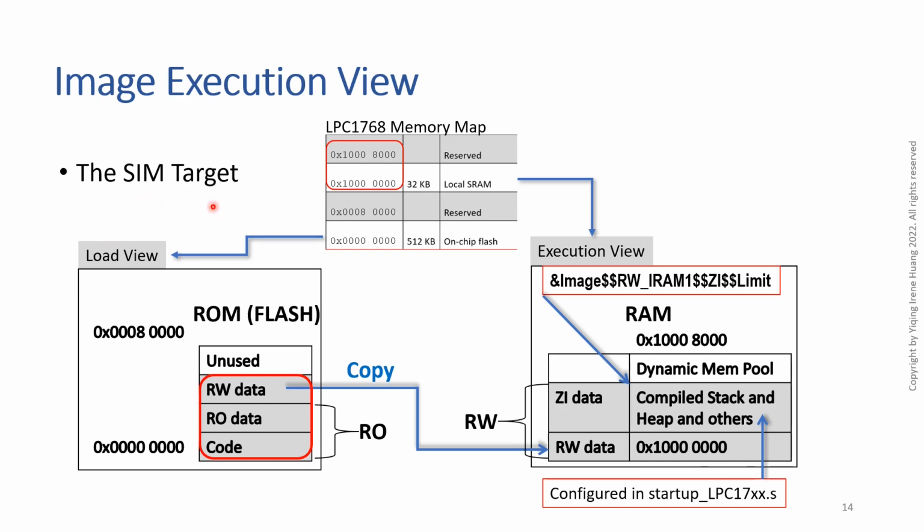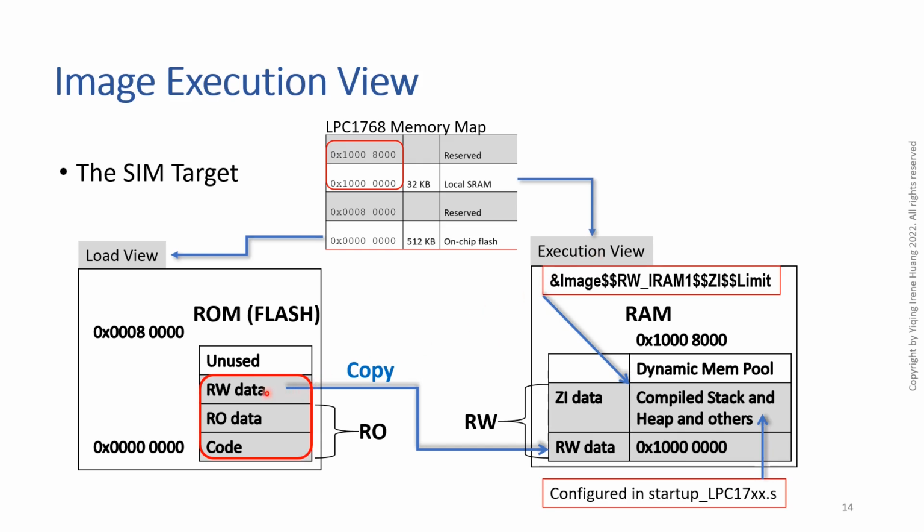Now I'm going to use the simulator target as an example to illustrate which part of the image goes to which part of the memory. When we load the image to the microcontroller, the AXF file gets copied to the ROM. So this is the ROM. This is what we call the load view. Basically, we load the code to the microcontroller. But when we want to run the code, we have an execution view of the memory layout.